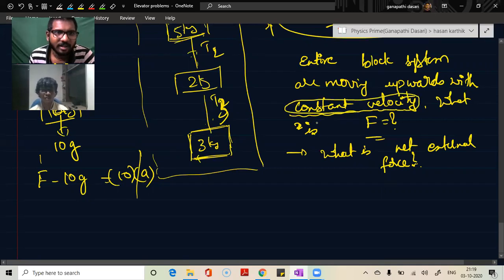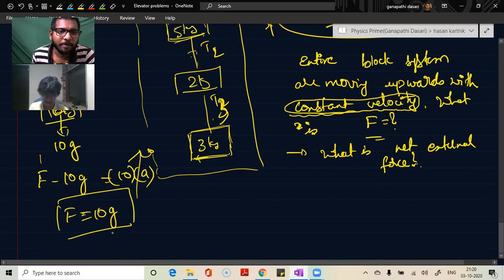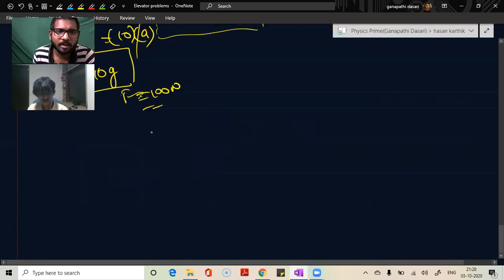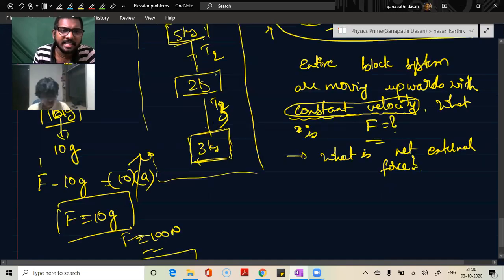Acceleration is 0. Then F is equal to what? 10G. That means the uppermost force, or tension in the uppermost string, T1, is equal to 100 Newtons. If questions are asked, what is T2 and what is T3?